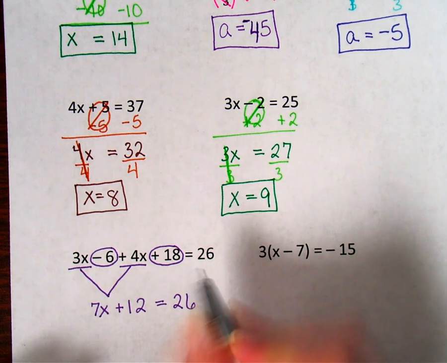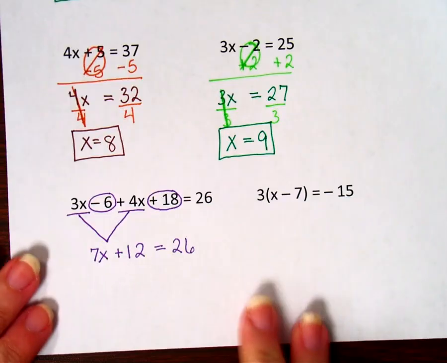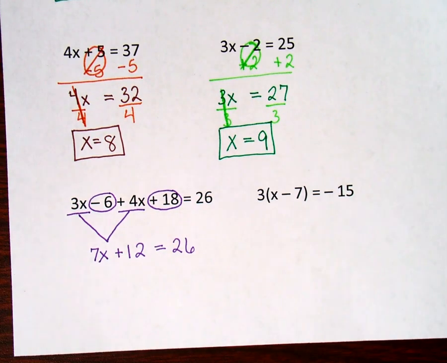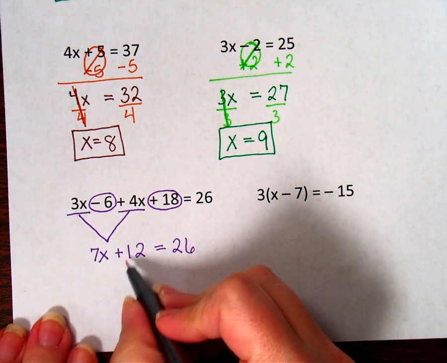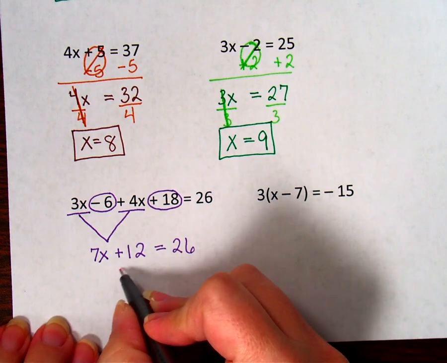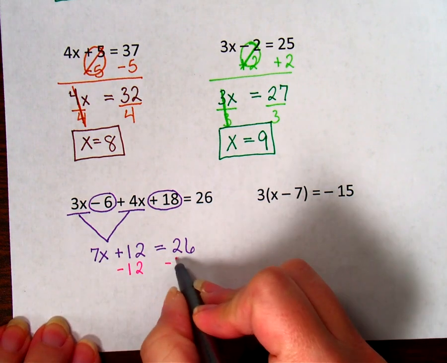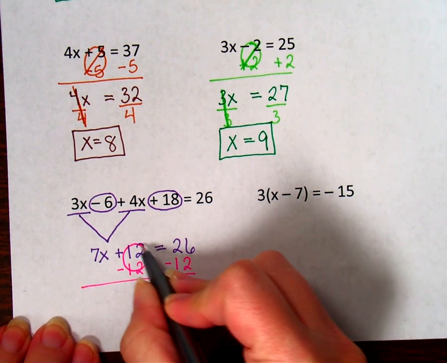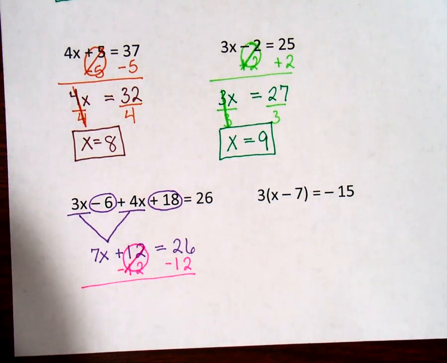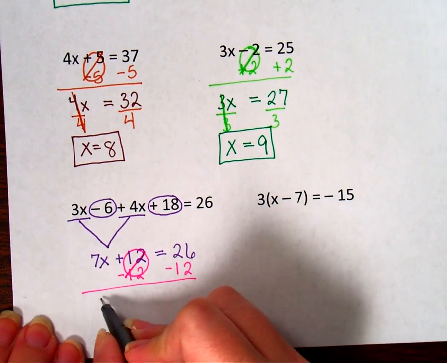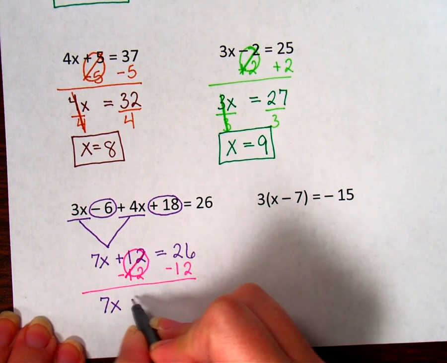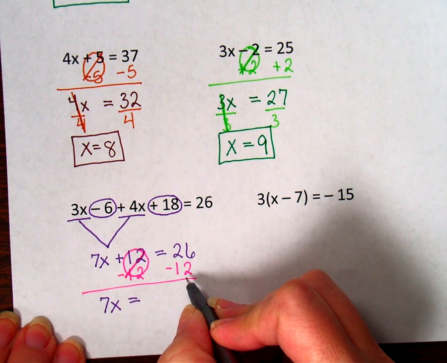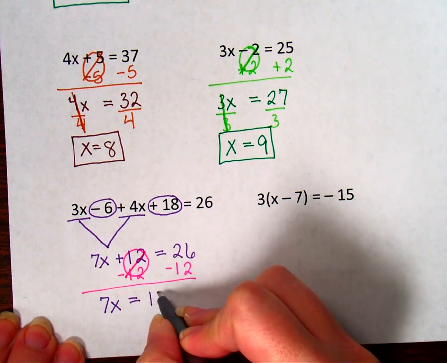So now that I'm going to start moving from one side of the equals to the other, now is when I'm going to do my opposite. So a plus 12, I'm going to subtract it. So that becomes a plus 0. Plus 12 minus 12 is a plus 0. 7x plus 0 equals 14. 26 minus 12 is 14.